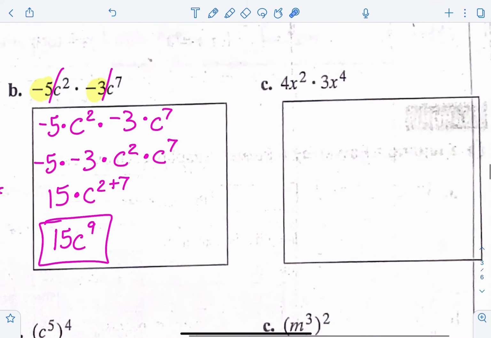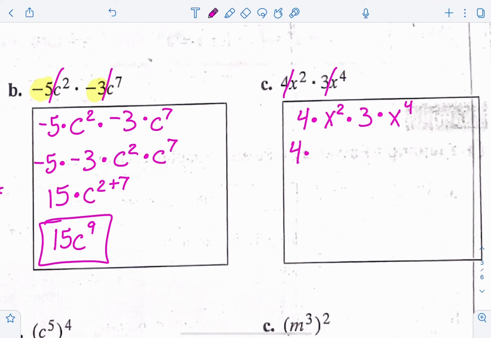All right, for C, I'm going to have, breaking apart, 4 times x to the 2 times 3 times x to the 4. Okay, all I did was break them apart. Then I'm going to reorder them. 4 times 3 times x to the 2 times x to the 4. So that's how I can put them in new order. So the numbers were next to each other and the variables were next to each other. 4 times 3 is 12 times x. And we're going to show our work for those exponents. 2 plus 4. So then my final answer is 12x to the 6th.